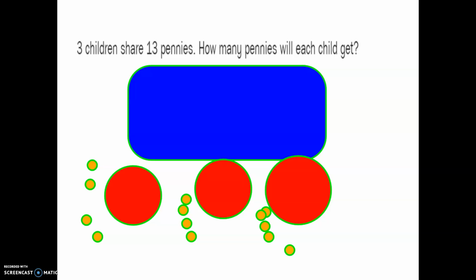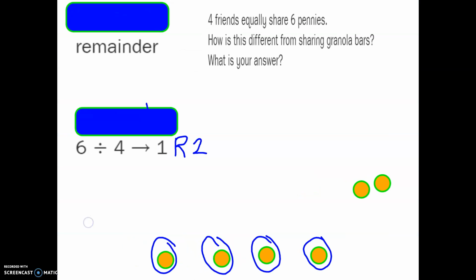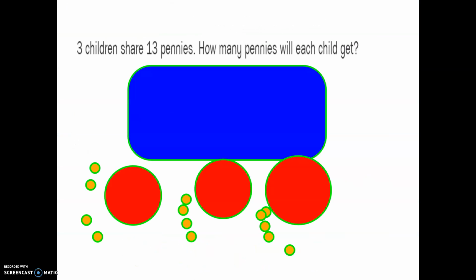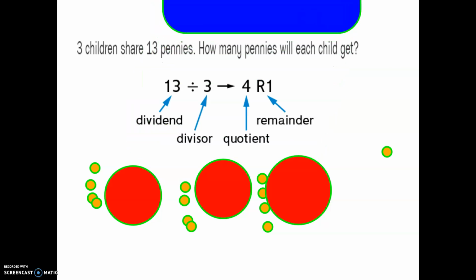Here I have 3 children, and they're going to share 13 pennies. How many pennies will each child get? Well, 1, 2, 3, whoa, what happened? Sorry about that. 4. 1, 2, 3, 4. That's 8. 9, 10, 11, 12. Oh, there's my 13th penny. I'm going to put him over here because guess what? I can't cut it in half. I can't cut it in 3 parts. So that's going to be remaining. That's going to be left over.